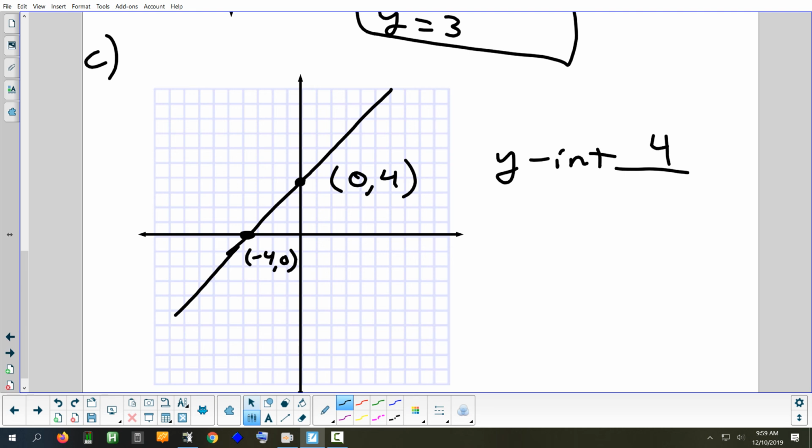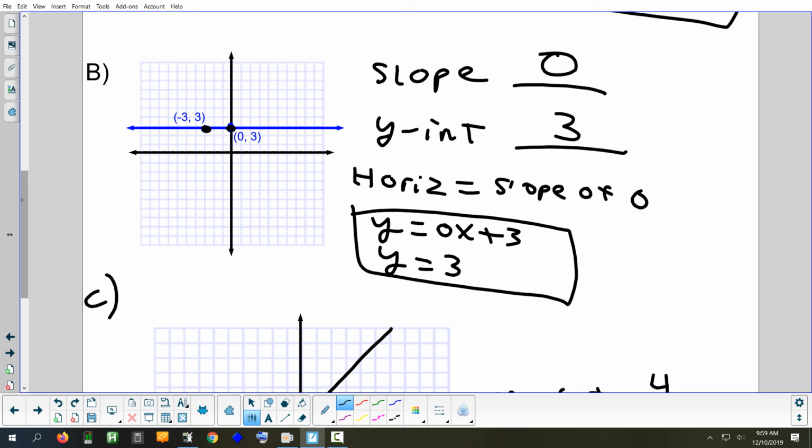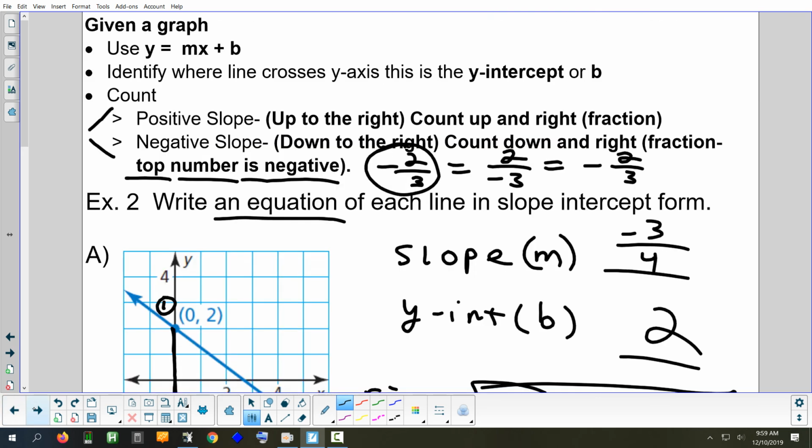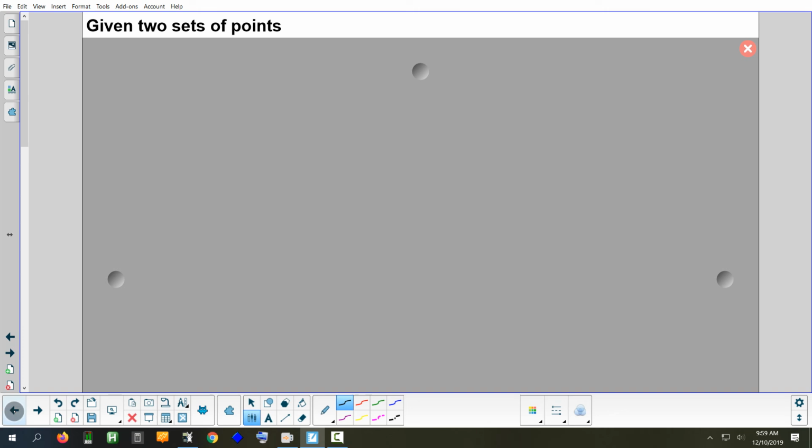And now the slope, is this positive or is this negative? Positive, because it slants up to the right. So look back at our directions. Where are they? Positive slope. Up and to the right. All right.